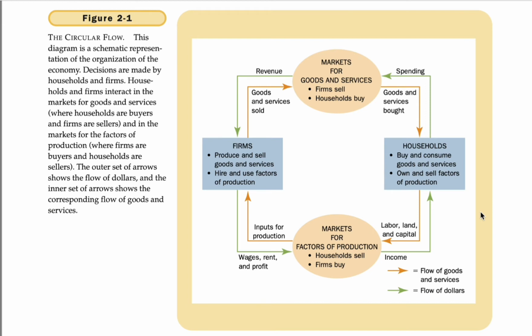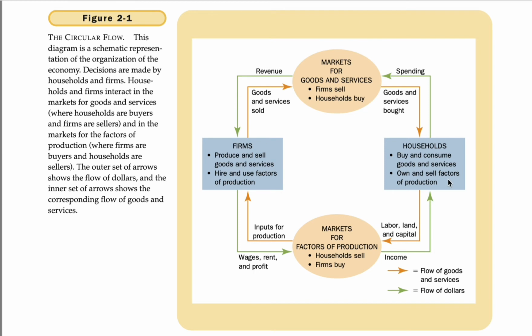Here you can see that this is a two-sector model where one sector is households and the other sector is firms, and a two-market model where one market is markets for goods and services and the other is markets for factors of production. Now, households are those economic agents where individuals buy and consume goods and services. They also own and sell factors of production.